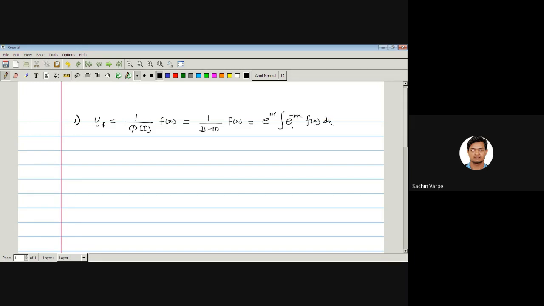The second formula, for a (D plus m) factor: yp is equal to 1 upon (D plus m) f of x, which is equal to e to the power minus mx integration of e to the power mx f of x dx, isn't it? And we use the same formula repeatedly if the equation is a higher order differential equation, right? We have discussed one example also. Shall we have one more example so that we can proceed with the next?